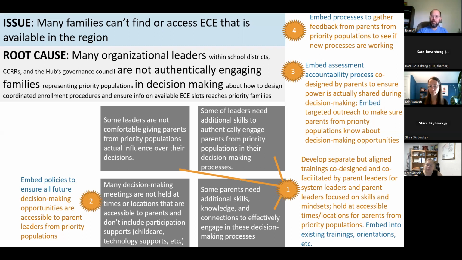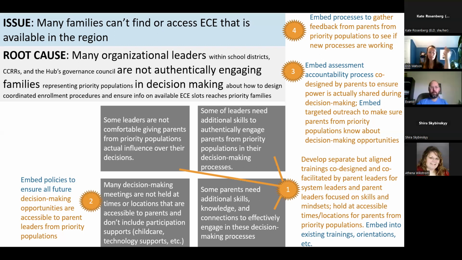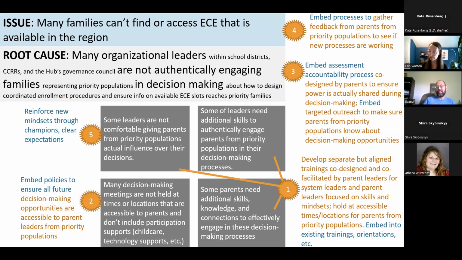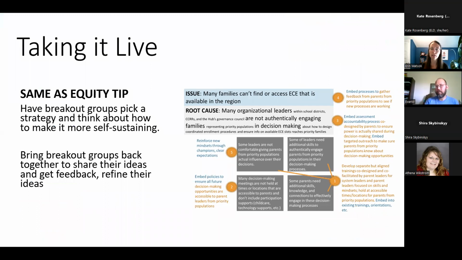So I love, Evan, that you just transitioned us to our last strategy, which is all around implementation. We're going to get there in a second. Before we get there, let's look at taking this live. It's the same thing as equity. You can have people look at their strategies, think about how to make them more self-sustaining, and you can even do this to existing strategies.